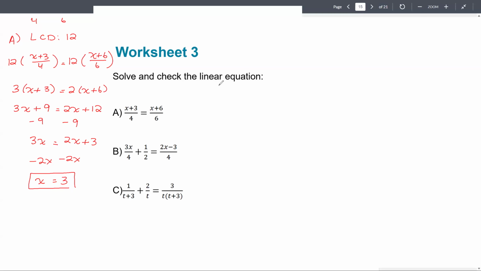B now. So let me cut off a little more of this edge here. Make sure I have enough room for this. So for B, we see that we have a 2, a 4, and a 2. So here my LCD would just be 4 because I know 4 is divisible by 4 and 4 is divisible by 2. So the only thing we need to change is this 1/2.